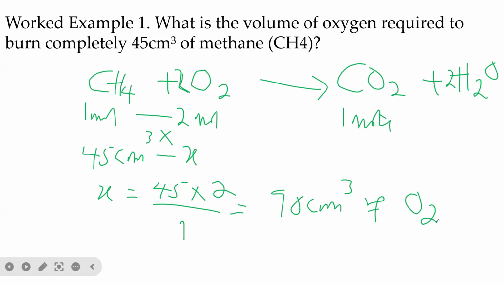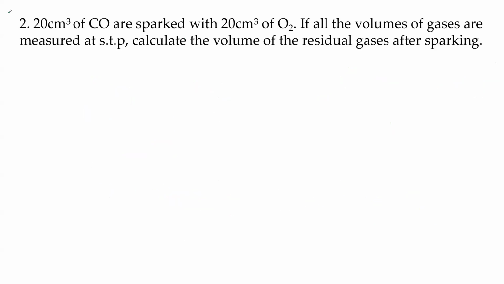So this is actually for the first example. So let's look at another example. So this is example 2. We have 20 centimeter cube of CO, that is carbon monoxide, reacts or is sparked with 20 centimeter cube of oxygen. So if all the volumes of gases are measured at STP, then calculate the volume of residual gases after sparking. So we want to calculate the volume of residual gases after sparking.